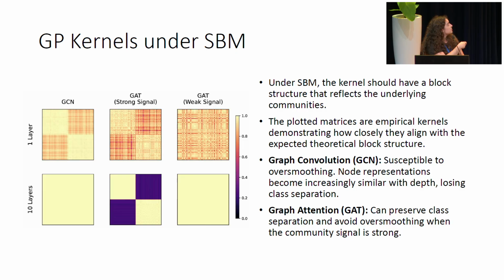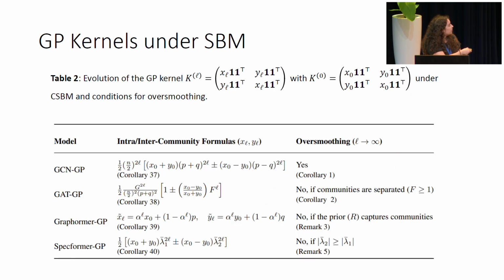Whereas if the signal is weak, oversmoothing still happens. So by using our GP kernels, we showed that the graph transformers can overcome the oversmoothing problem under certain conditions, which we specify in our paper.